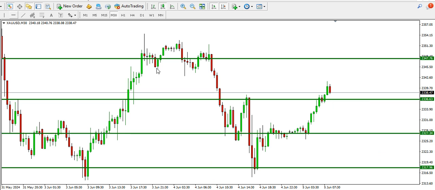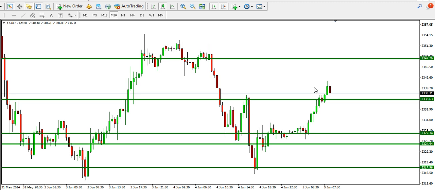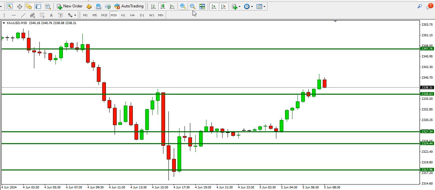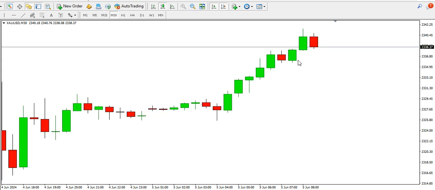Buyers are lined up here to pick price, for price to continue to go up. But for now, on the 30 minutes time frame, it is bullish. So you might want to look for buying opportunities, places where when you buy, you can place your stop loss.